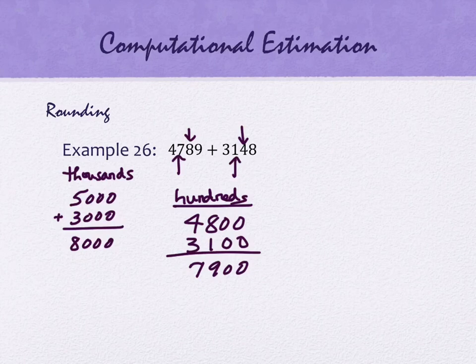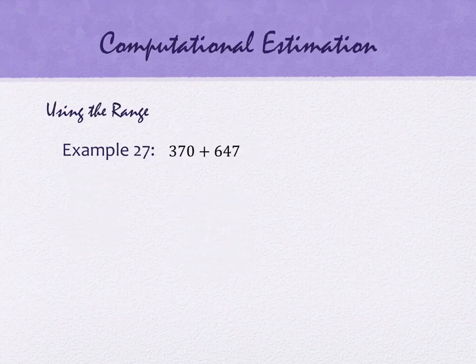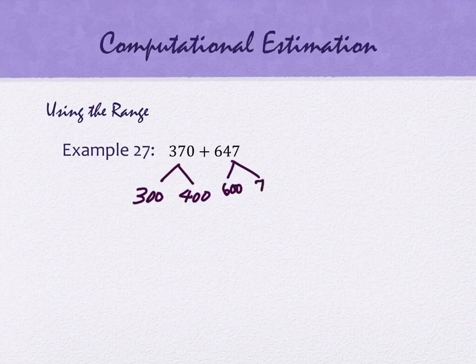Different rounding strategy. Last one, using range. All range does is it rounds things up and it rounds things down, giving us sort of a top variable, or not variable, but a top boundary and a lower boundary. So in other words, if you were to look at 370, it's between 300 and 400, agreed? And if you were to look at 647, it's between 600 and 700. So far, so good?